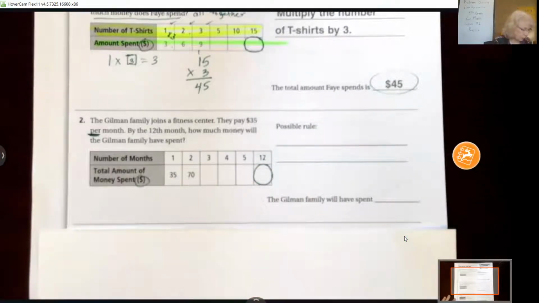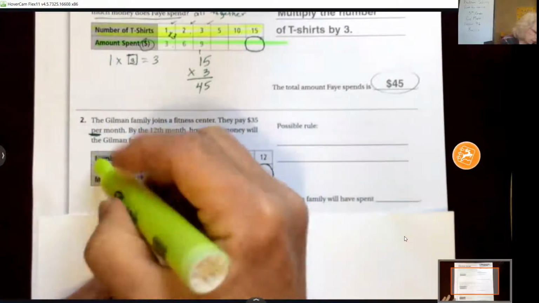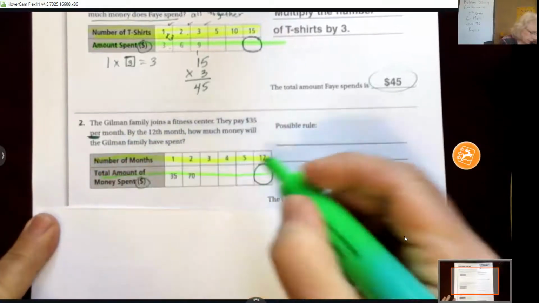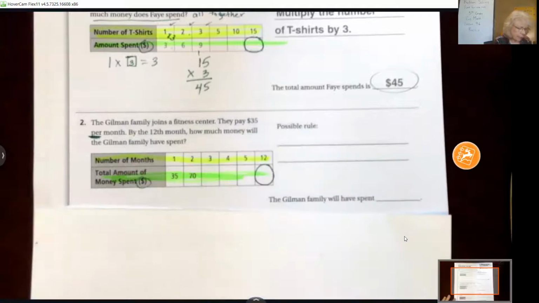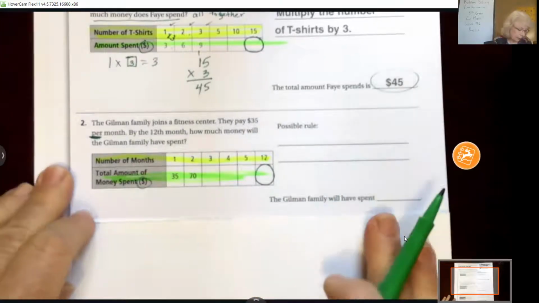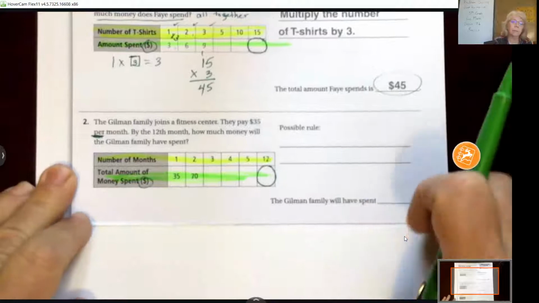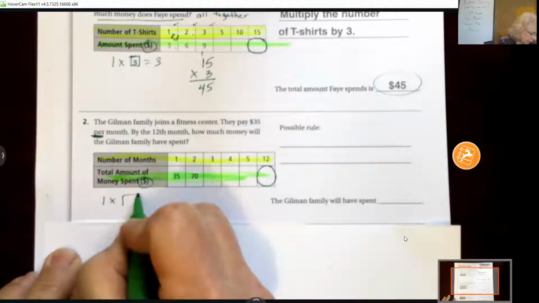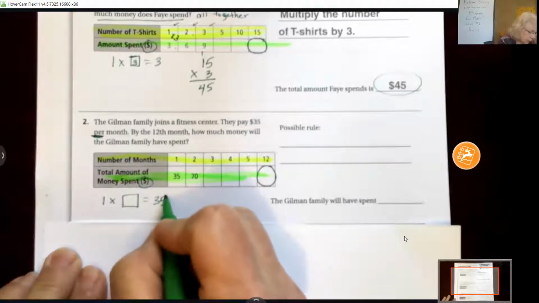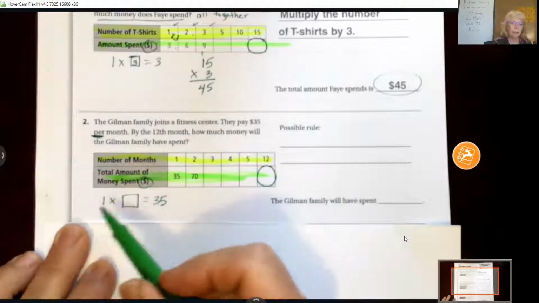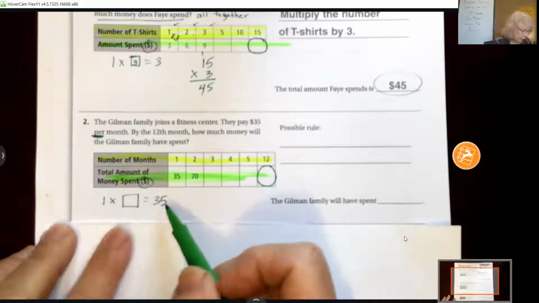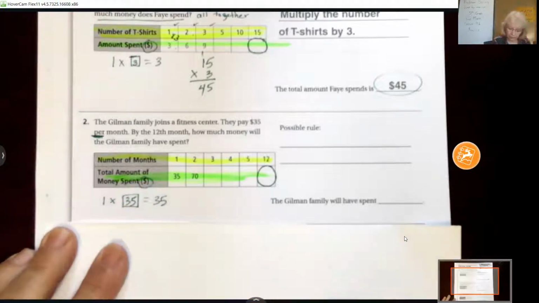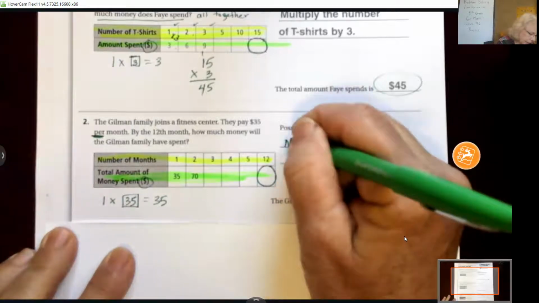So once again, we're looking for a rule between this top row of numbers and this bottom row of numbers. So again, they gave us a 1, which makes it even easier than some of our prior problems. So we're going to say 1 times what number equals 35? Well, we know by the identity property as above that any number times 1 is itself. So this is 35.